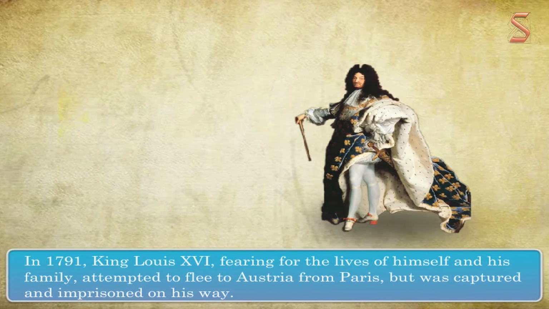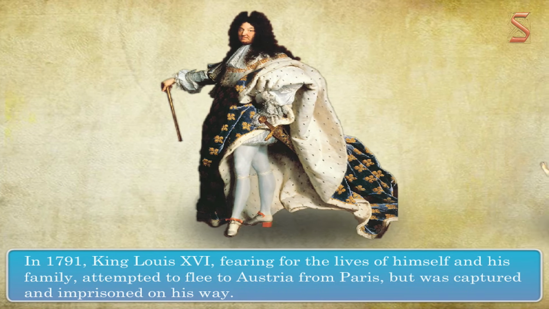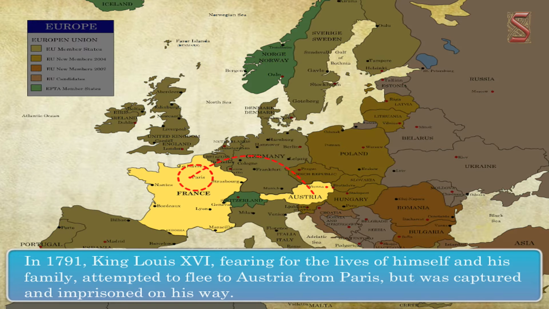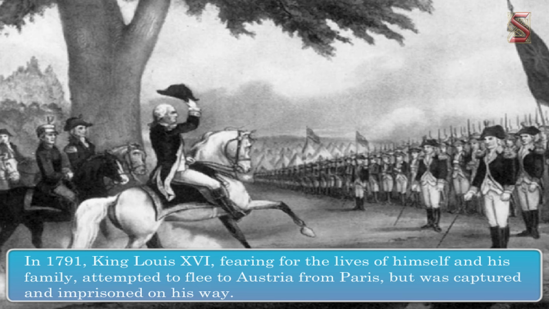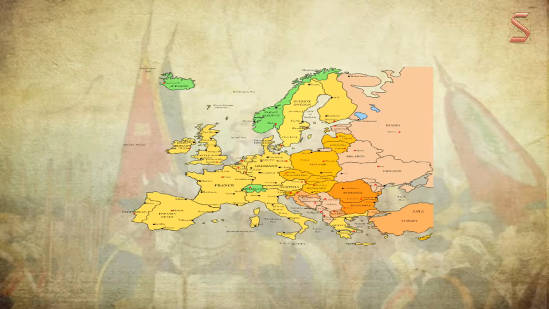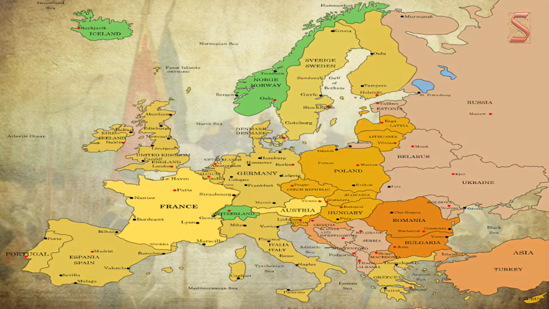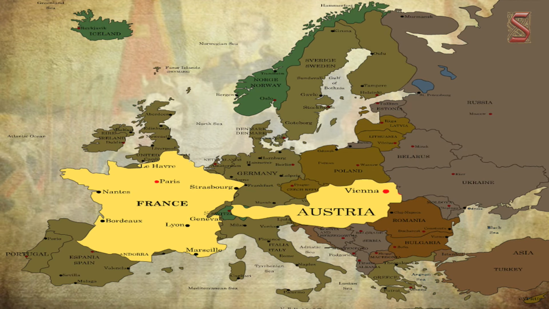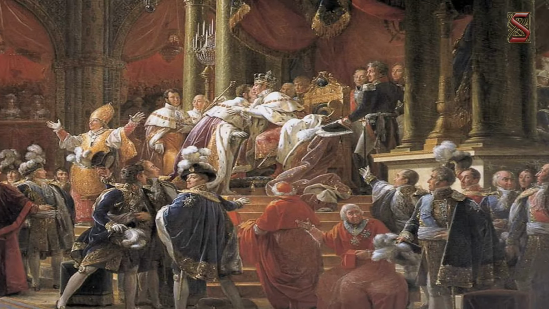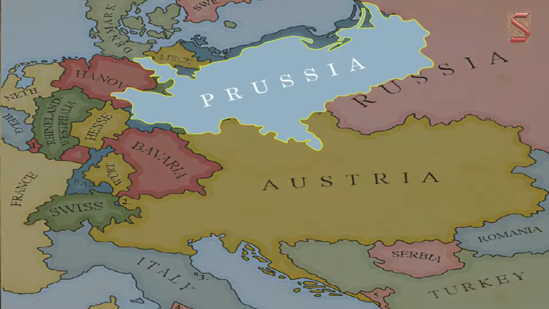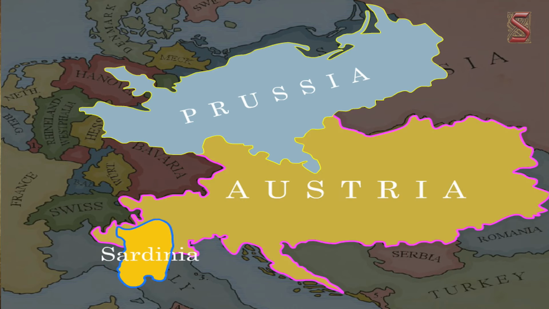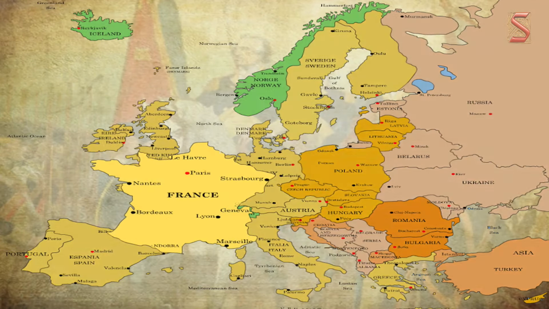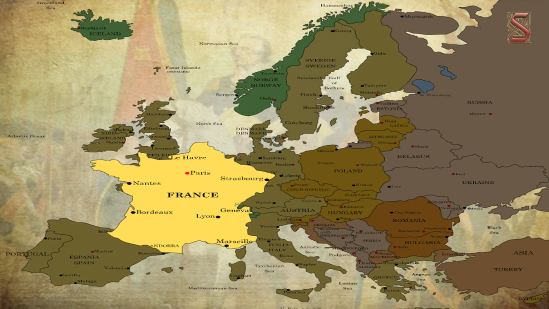In 1791, King Louis XVI, fearing for the lives of himself and his family, attempted to flee to Austria from Paris, but was captured and imprisoned on his way. In 1792, France declared war on Austria because the French feared that Austria would attempt to reinstate King Louis XVI on the throne. Prussia and Sardinia also joined Austria in this war. Though this war had devastating effects on France, it still somehow won the war.